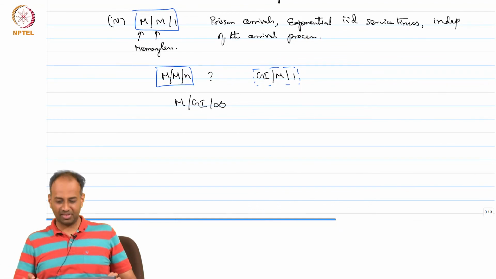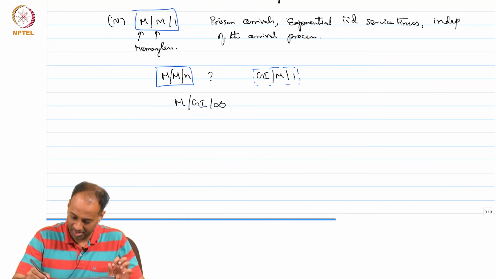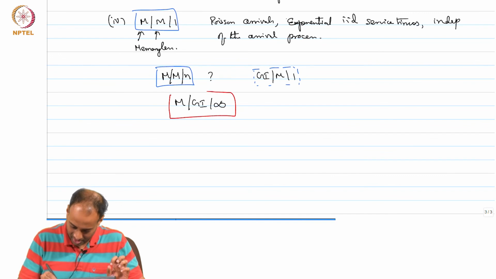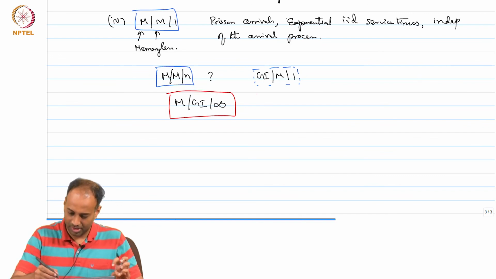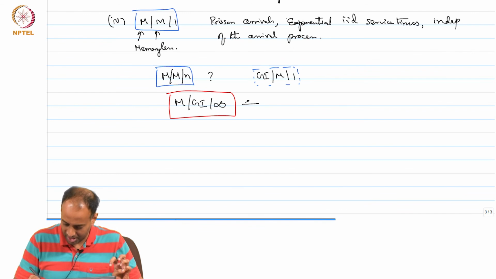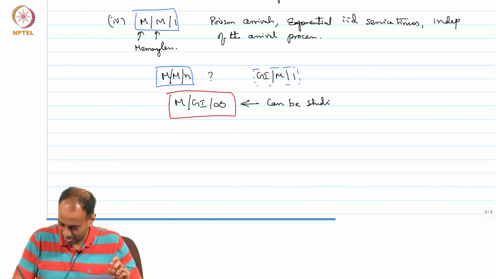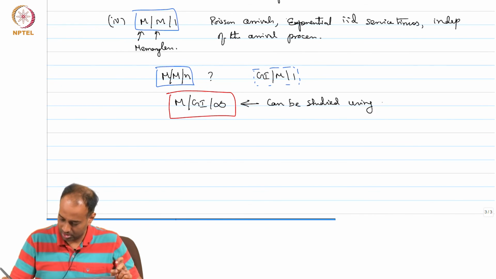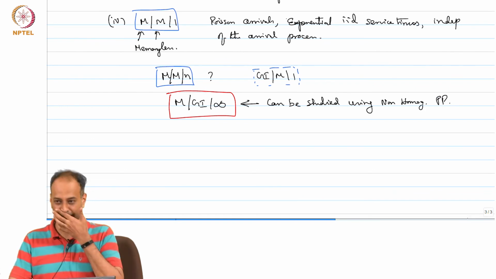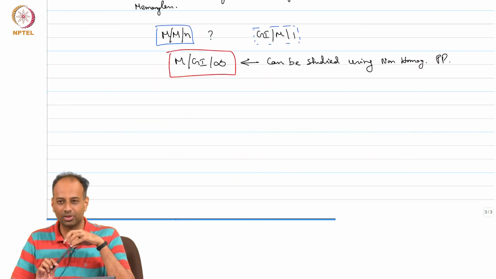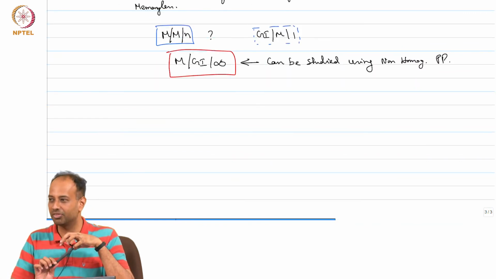So, as it happens, this MG infinity is the queue that can be studied using non-homogeneous Poisson process. Okay. So, the first Q we will study is the MG infinity Q.